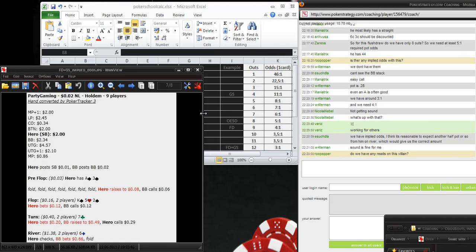And nope, unfortunately we don't have any reads on the villain. I guess according to the limit we could expect that the opponent ain't that good, and according to the raise size it's very likely that the opponent ain't that good either.